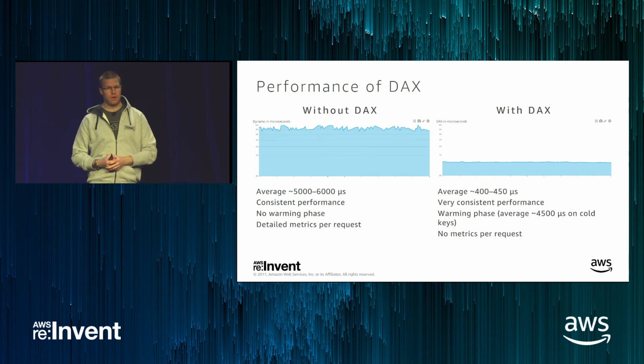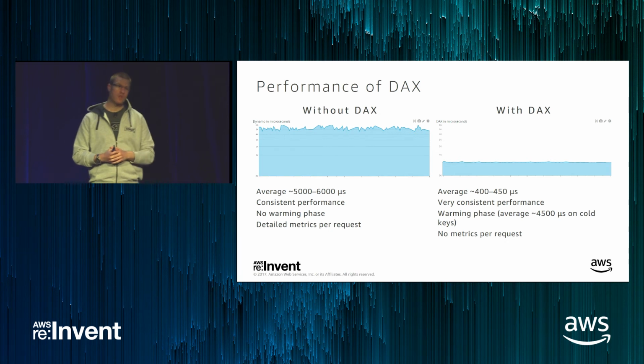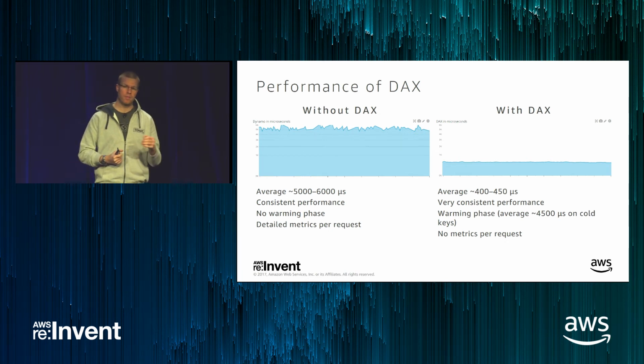With DAX, we're talking about an average of 400 to 450 microseconds. So only a tenth of what we're seeing with DynamoDB directly.